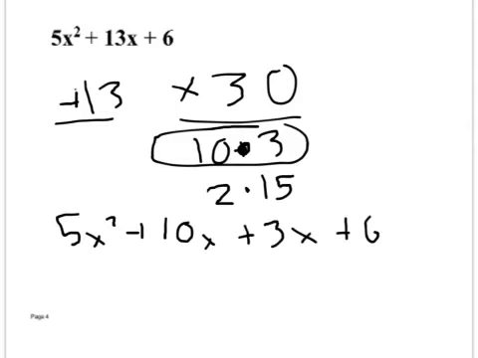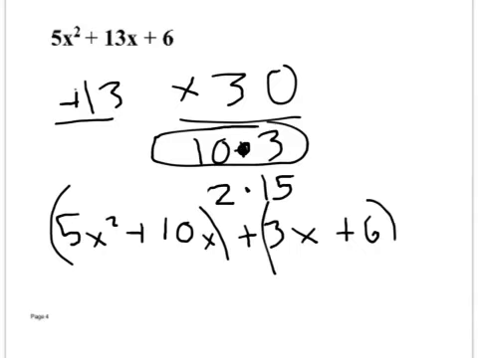The reason I went with 10x first is because 10 and 5 will have a common factor, won't they? If I put 3 here, would 3 and 5 have a common factor? No. But what about 3 and 6? Do they have a common factor? Yes. That's why I paired them like this. So now we group these.